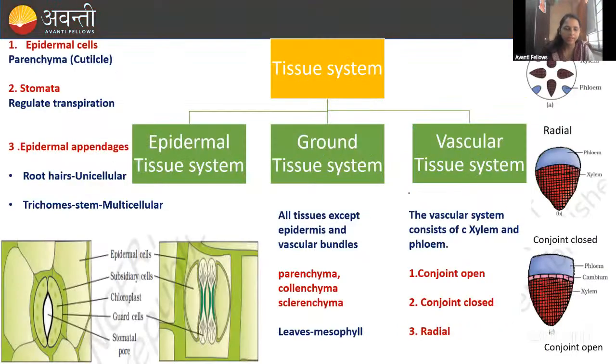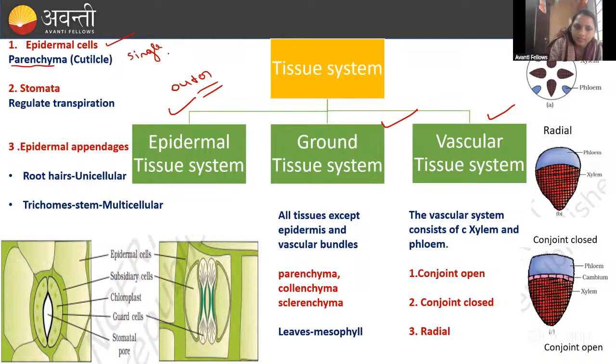Fine. So let us go to the main part, guys. These are the tissue systems. There are different tissue systems: the epidermal tissue system, the ground tissue system, and the vascular tissue system. First, we will go to the epidermal tissue system. Epidermal means the outside part. The outside or external part we call the epidermal tissue system. Here, mainly you can see that the epidermis will be a single layer.